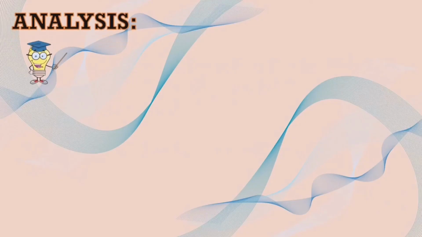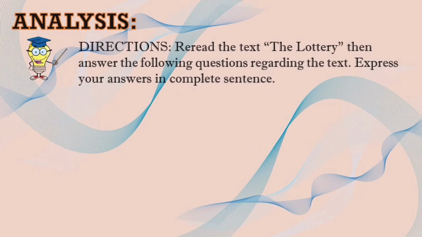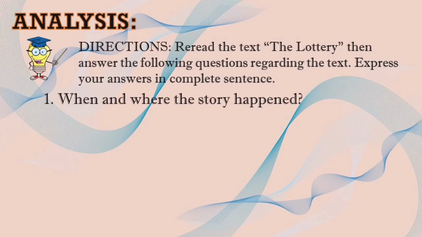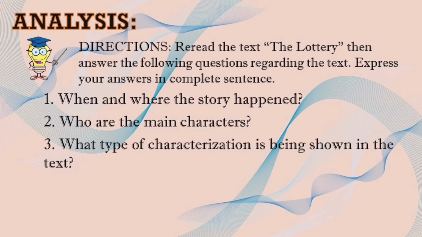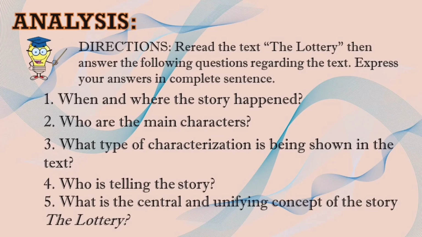Analysis. Directions. Reread the text, The Lottery, then answer the following questions regarding the text. Express your answers in complete sentences. Number 1. When and where the story happened. Number 2. Who are the main characters? Number 3. What type of characterization is being shown in the text? Number 4. Who is telling the story? And number 5. What is the central and unifying concept of the story, The Lottery?